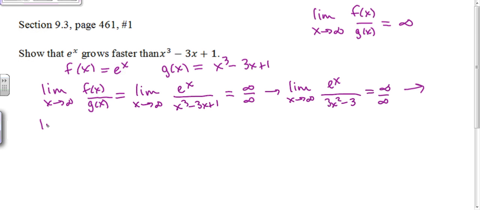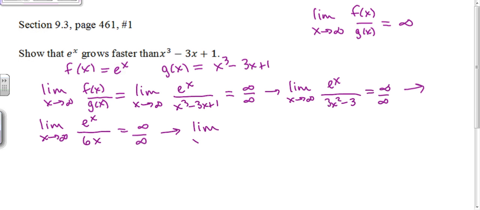So when I do that, I've got my limit as x goes to infinity, and the derivative of the numerator is still going to be e to the x, and the derivative of the denominator is going to be 6x. Again, not a lot of algebra that I can do, just need to substitute in, and that's going to give me infinity over infinity. Still an indeterminate form, need to apply L'Hopital's rule again.